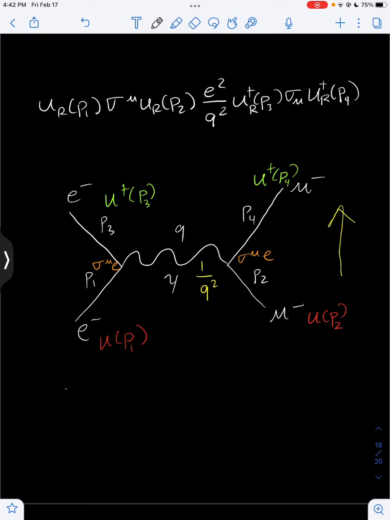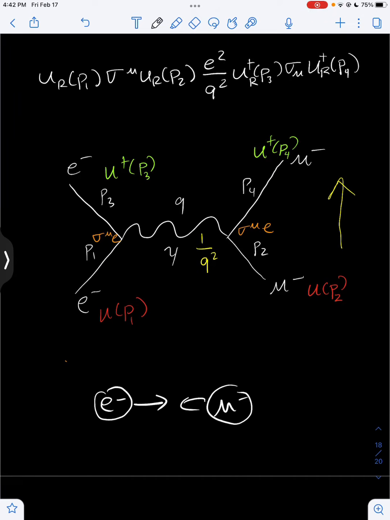So we have an actual collision that's happening here. We have an electron and a muon that are going to be colliding with each other. Now we can switch to a frame called the center of mass frame, where the collision happens head on.